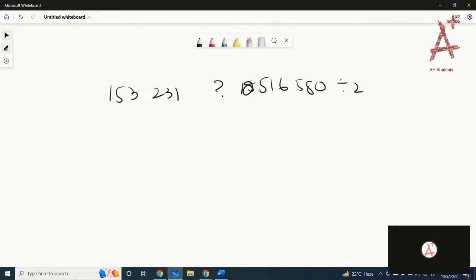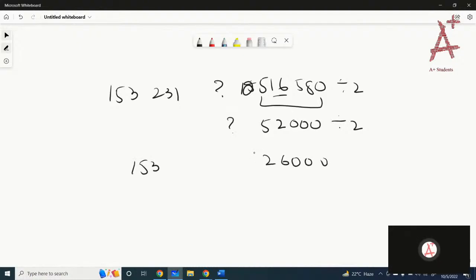516,580 divided by 2. So you have to round off the numbers. So first you have to round off this one. It is divisible by 2. You can round off 16. You can, because you know 52 is divided by 2, so you have to estimate it to 52,000. And when you divide 52,000, it would be 26,000.